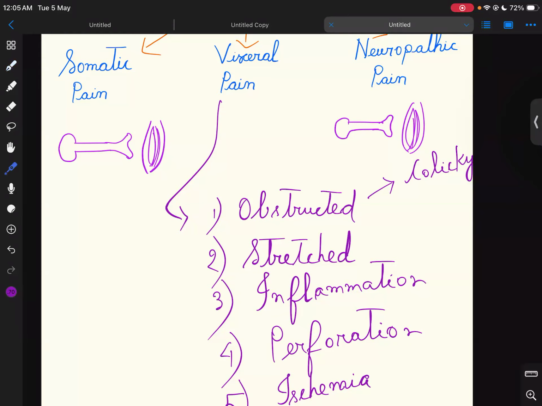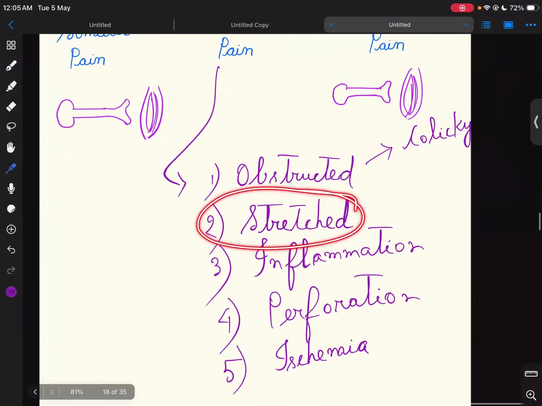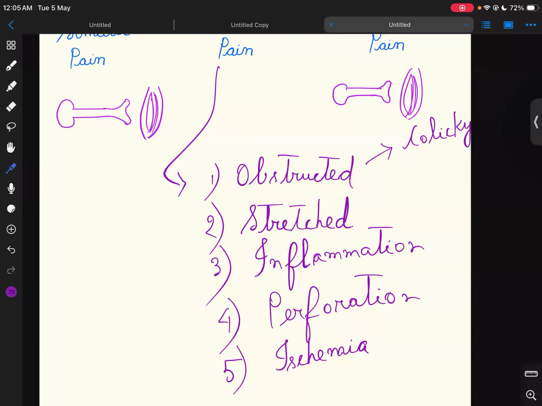Okay. The next thing is stretching. Whenever the capsule outside the viscera gets stretched, it can cause pain. An example is whenever anyone is having hepatitis, it will cause swelling of the liver. Whenever anyone is having pyelonephritis, it is going to cause swelling of the kidney, resulting in stretching of the capsule, manifested as pain.